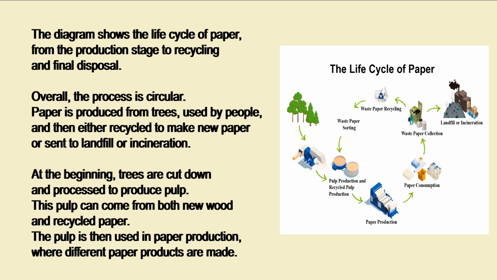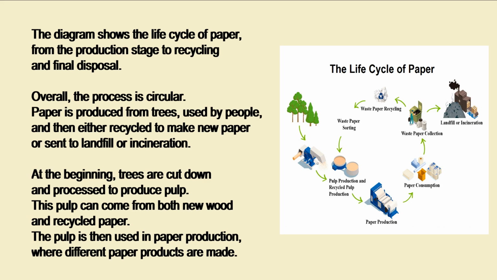The diagram shows the life cycle of paper from the production stage to recycling and final disposal. Overall, the process is circular. Paper is produced from trees used by people and then either recycled to make new paper or sent to landfill or incineration. At the beginning, trees are cut down and processed to produce pulp.